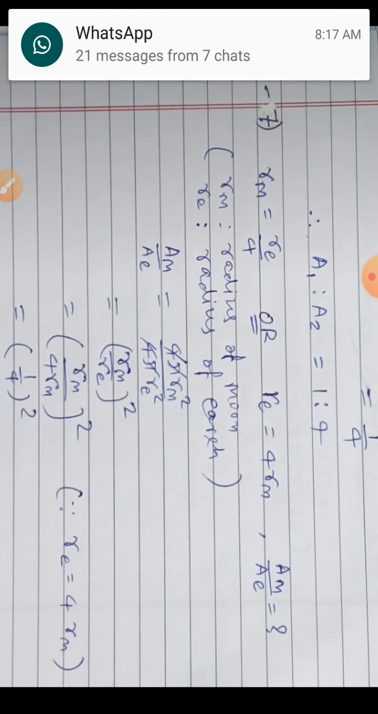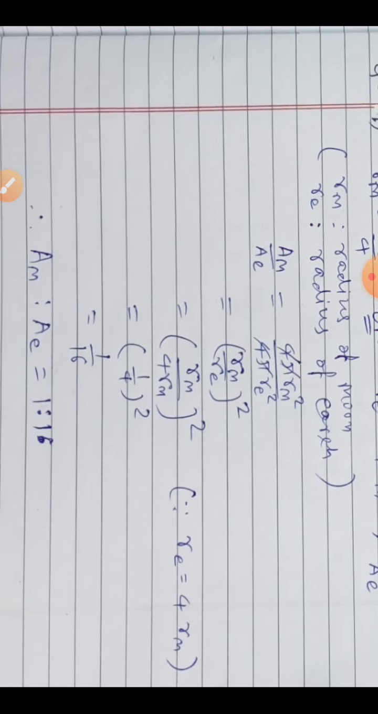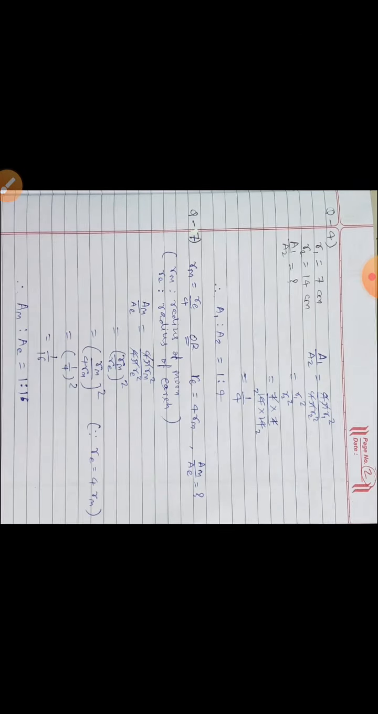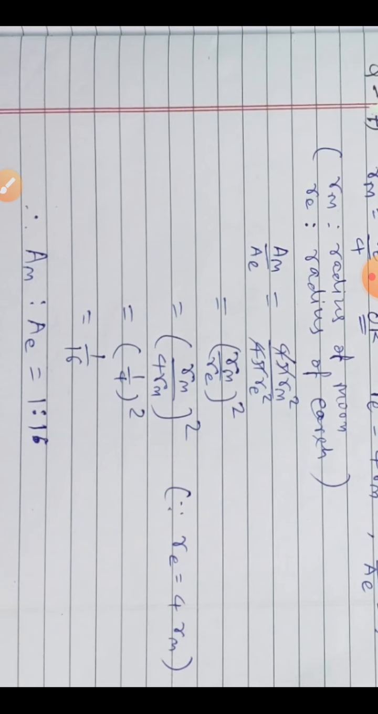So Rm cancels out. What is left? 1 by 4 whole square, that is nothing but 1 by 16. So Am is to AE equals 1 is to 16. Just like the previous one, the answer should be given in the 'is to' form. So Am is to AE equals 1 is to 16.